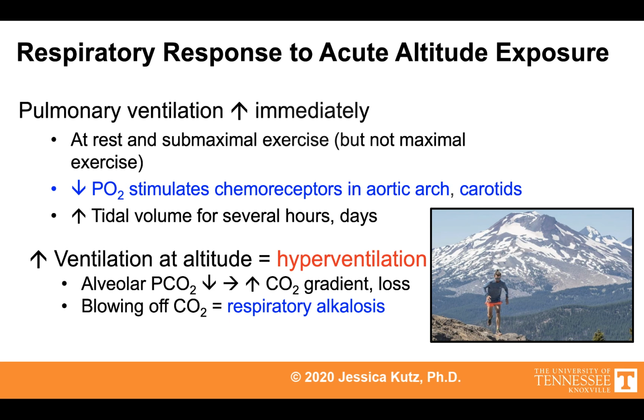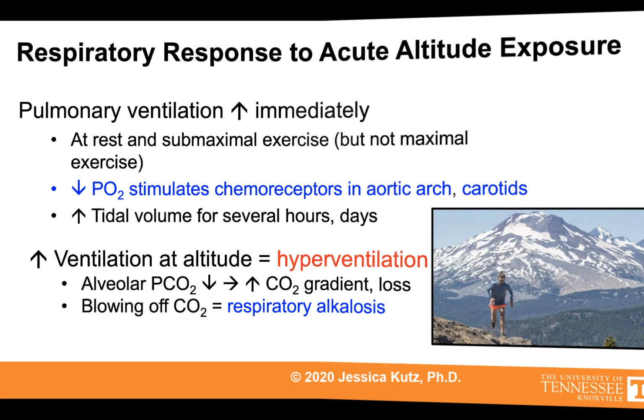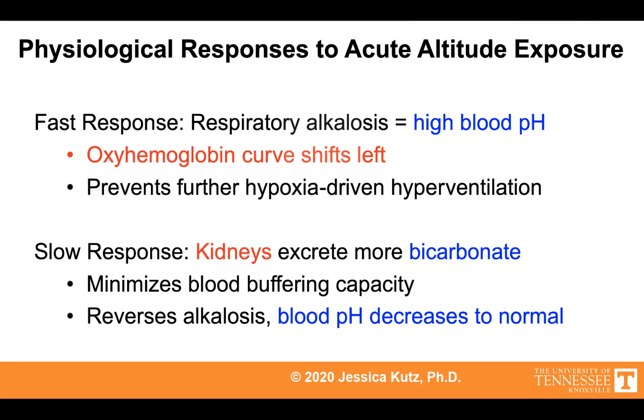So remember, if we're blowing off CO2, then we're also getting rid of hydrogen ions as we're transporting those hydrogen ions and CO2 out of the blood. So our blood is becoming less acidic, meaning it's becoming alkalotic, so more basic. And it's doing so because of elevated respiration, which is why we call it respiratory alkalosis. So this very fast response actually drives us to have a higher pH.